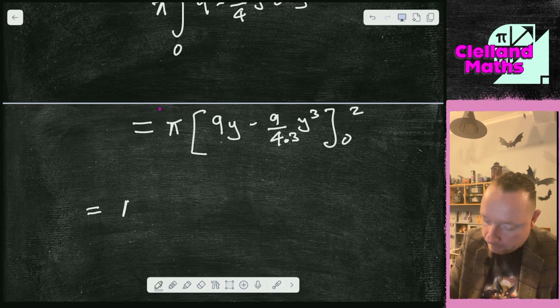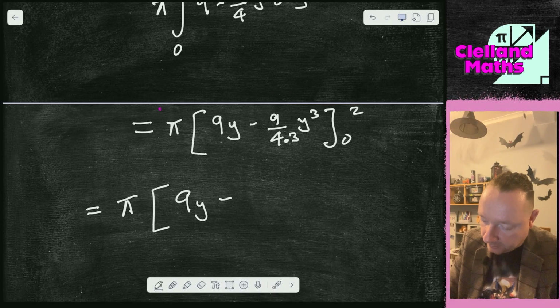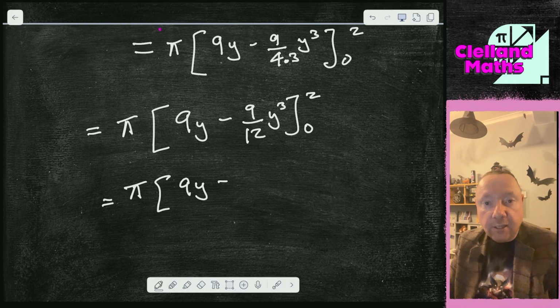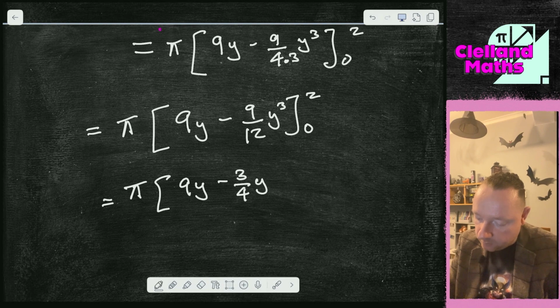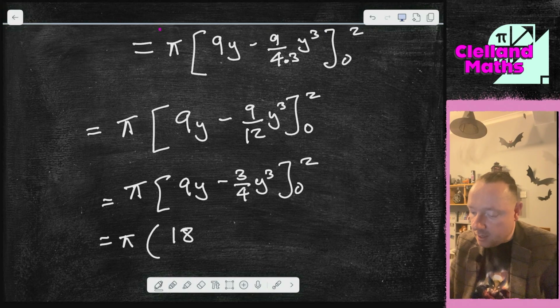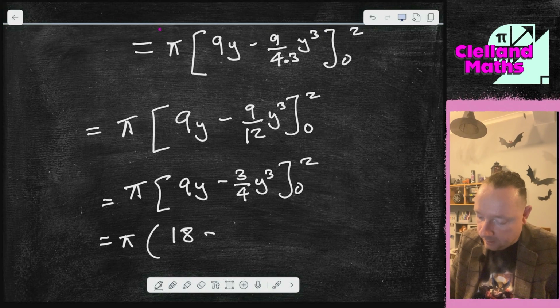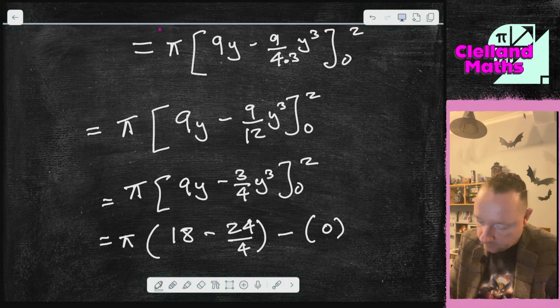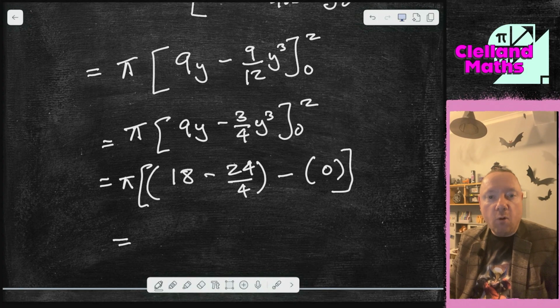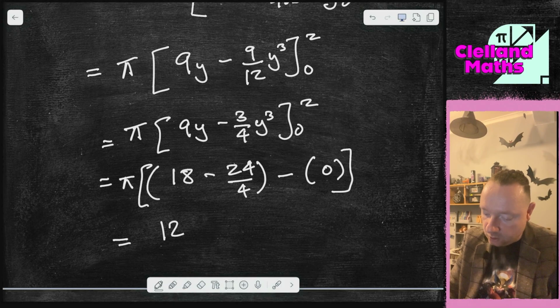So that's pi times 9y minus 9 over 12 y cubed. So that's pi times 9y, 9 twelfths is 3 quarters, y cubed between 0 and 2. Subbing in now, we get 9 twos is 18, 2 cubed is 8, 3 quarters of 8 is 24 over 4, minus 0, and pi is getting multiplied by all of that. That's pi, 24 over 4 is 6, 18 minus 6 is 12, so we get 12 pi units cubed, and we're done there.